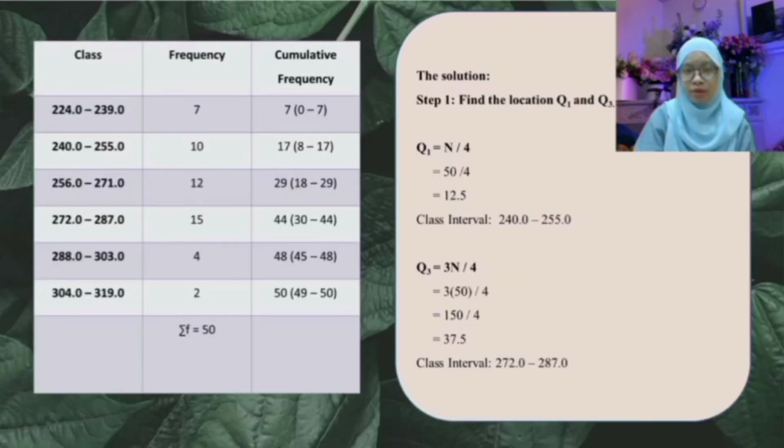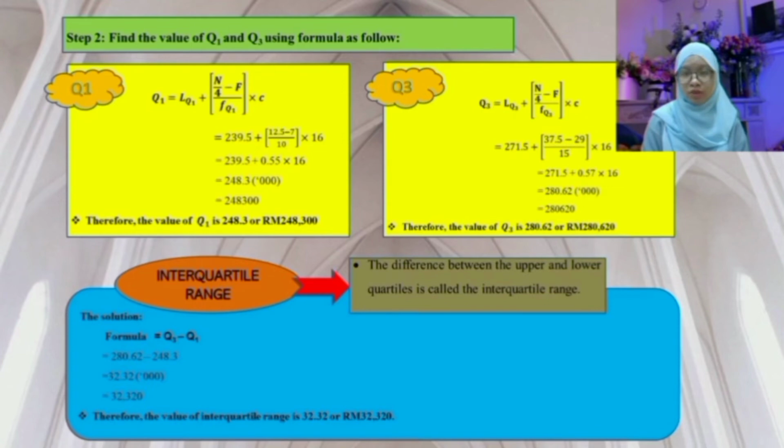In the table of quartile, we get 3 columns, including class, frequency, and cumulative frequency. The solution, step 1, we find the location of Q1 and Q3. To get the class interval, for Q1 we take n and divide by 4, so we get 12.5. Where do we find the 12.5? In the cumulative frequency. So we get the class interval 240.0 to 255.0. For Q3 the class interval is 272.0 to 287.0.